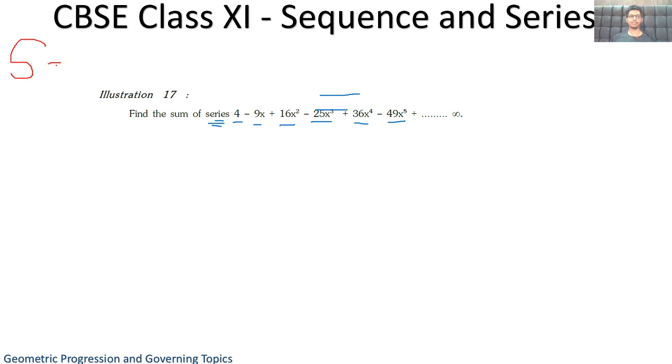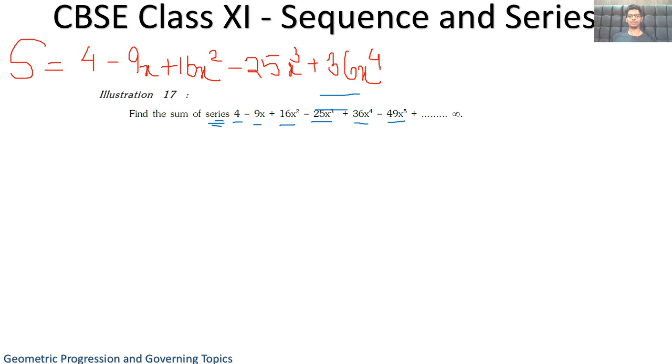We need to find the summation of 4 minus 9x plus 16x square minus 25x cube plus 36x to the power 4 minus 49x to the power 5. Then plus, tell me what's the next term? What should be the next term? Type in your answer. 64x to the power 6. Perfect.